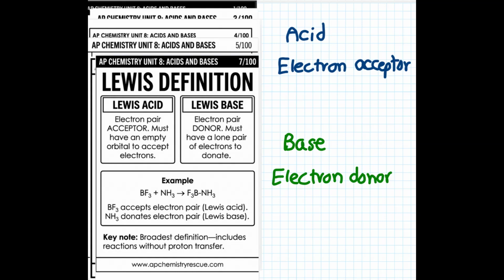The Lewis base is the electron pair donor. It donates an electron pair. It has a lone pair of electrons ready to give. Think of it as somebody who is rich in electrons. It has extra electrons and then gives them away.